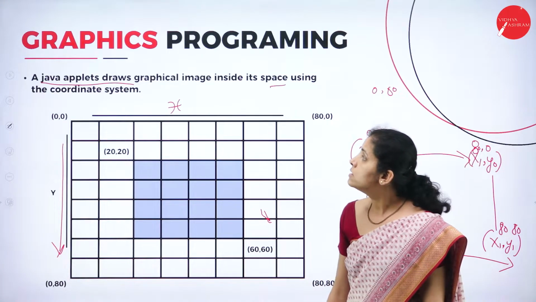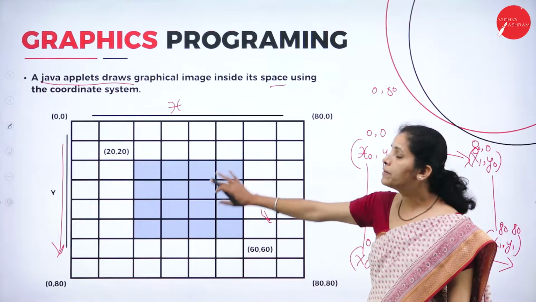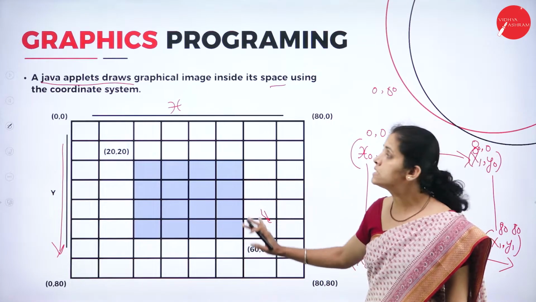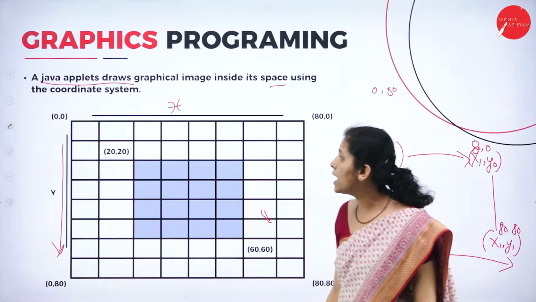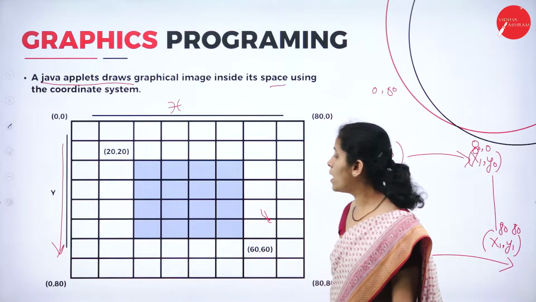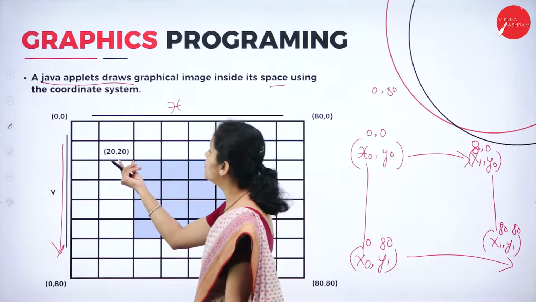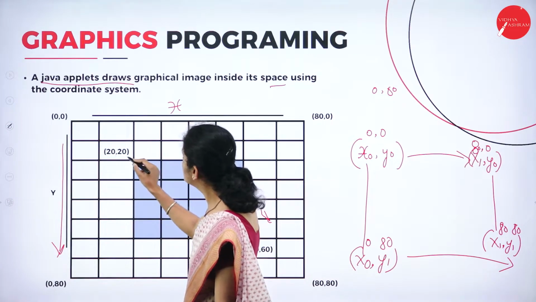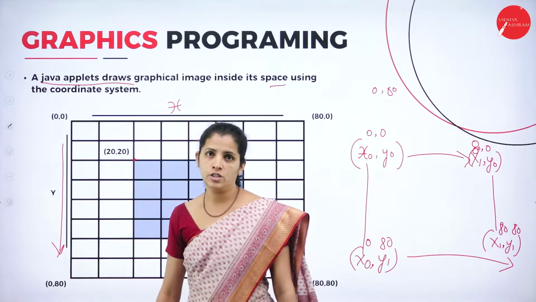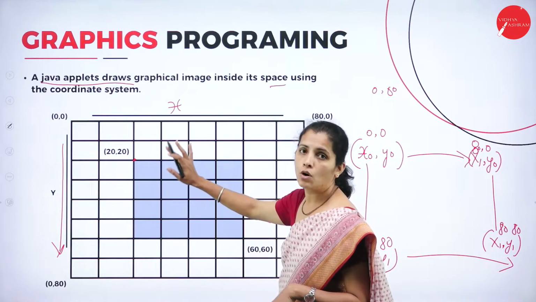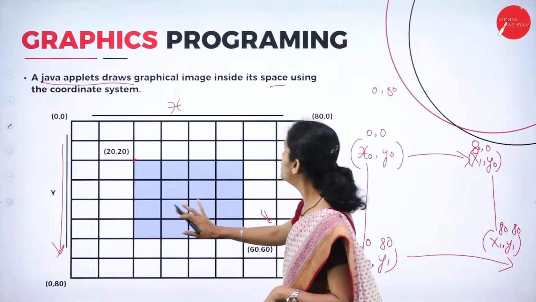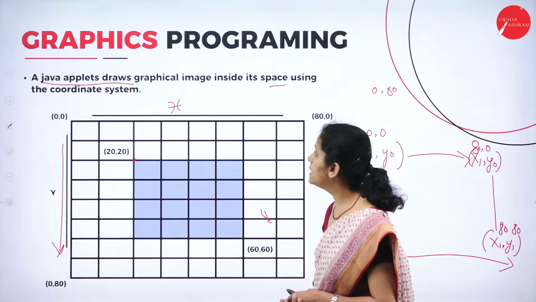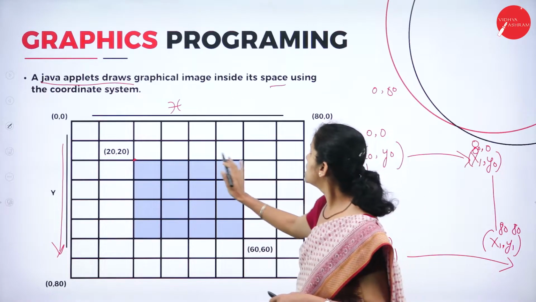So a Java applet draws graphical images inside the space using the coordinate system. And what are the coordinates? I'm going to have the x-axis as well as the y-axis. And here I'm going to specify the values 20 and 20. So for example, think that this is the 20th location, and from there I'm going to draw on the screen or display the content. Now, a Java applet draws the image inside the space.